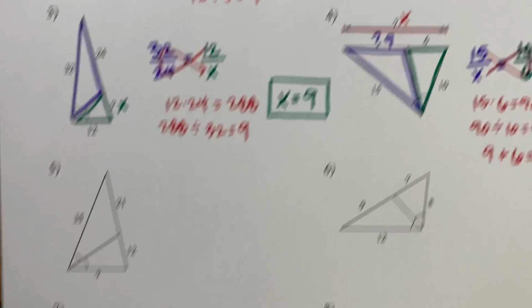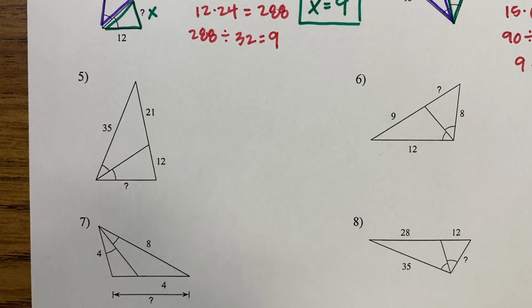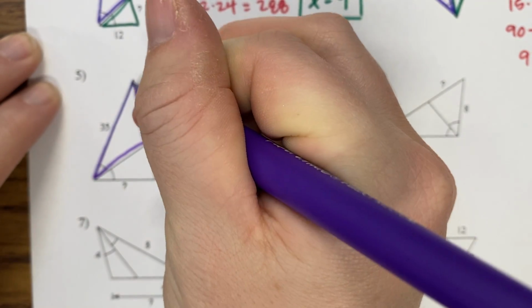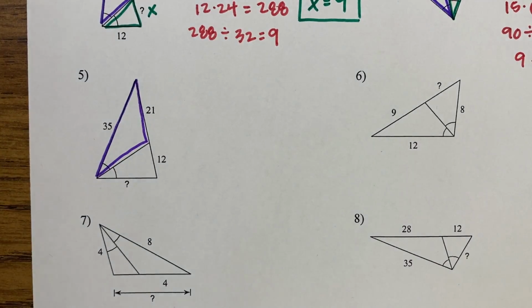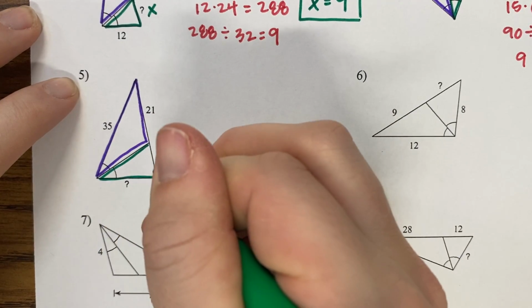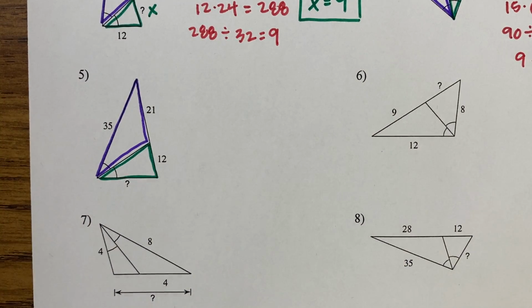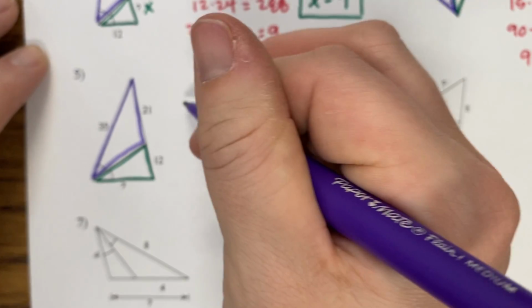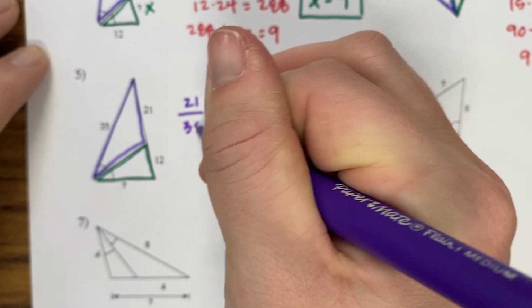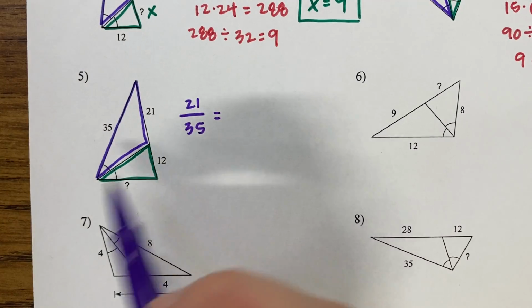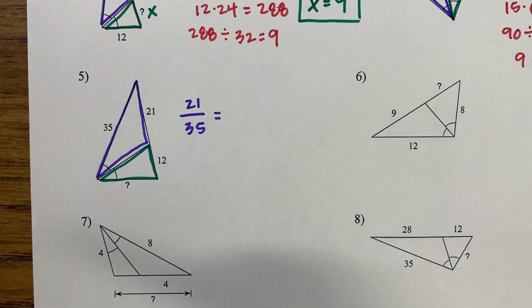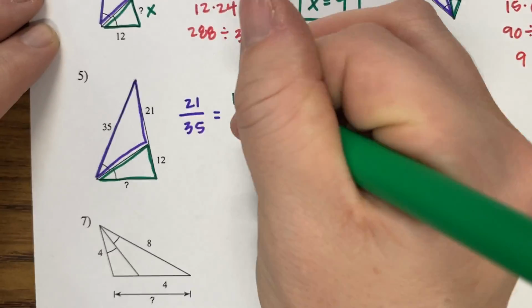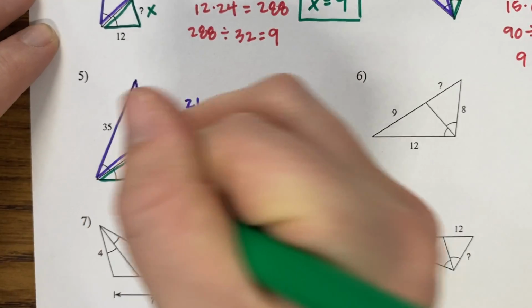Okay, number 5. Split it into two triangles. Purple and green. Okay, this time I'm going to go this side over that side. So 21 over 35. Doesn't matter what you start with, but you got to do the same thing to both triangles. So since I did like a left over right thing, I got to do left over right again. So equals 12 over that x that we're looking for.